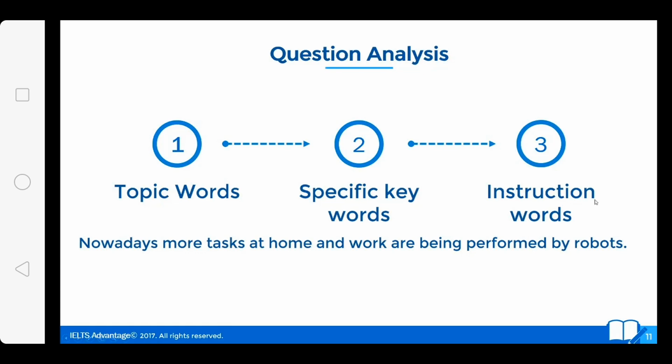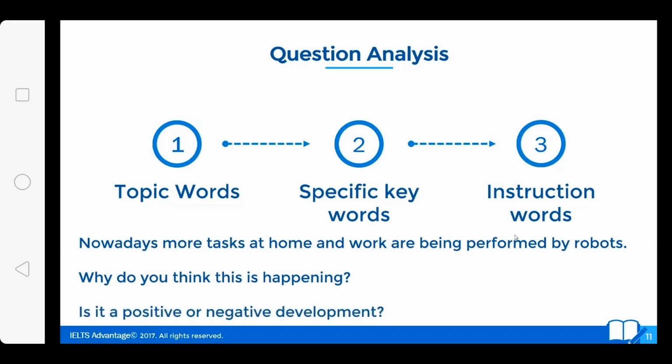Now I need to think about the instruction words. What do they want me to do with this statement? Well, there are two things they want you to do. They want you to answer this question: why do you think this is happening? So you have to clearly state why you think this is happening. But it doesn't stop there. They want you then to say if you think it's a positive or negative development.